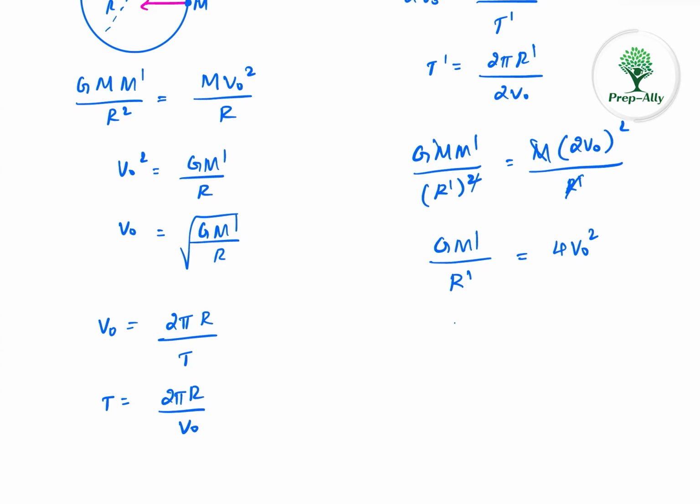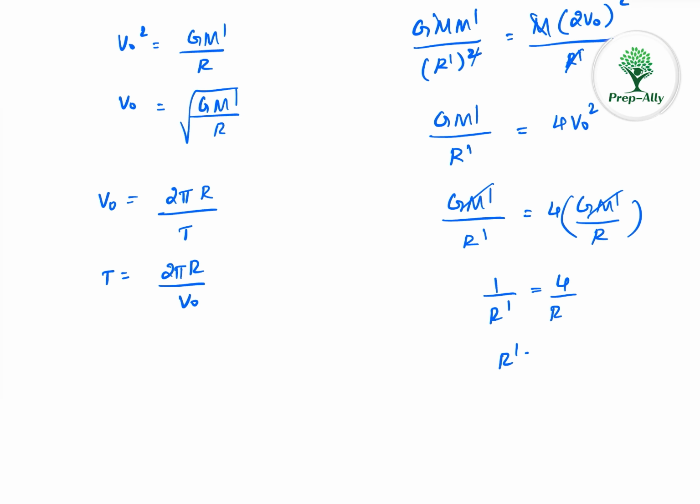We will substitute for that. We will get GM dash by r dash is 4 V naught square is GM dash by r. So we are left with 1 by r dash equal to g by 4 by r. This anyway gets cancelled. So the new radius is going to be 1/4 the old radius.